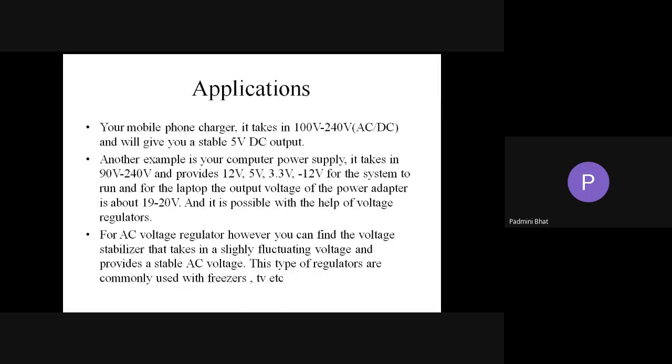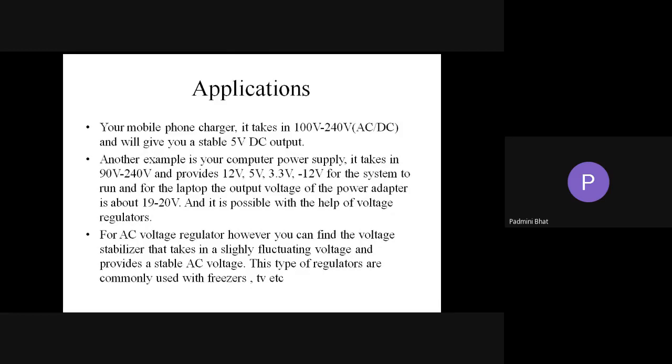Another example is your computer power supply. It takes 110 to 240 volt, and it provides however much you want: 12, 5, 3.3, minus 12, for the system to run. And for the laptop, the output voltage of the power adapter is 19 to 20 volt. It is possible with the help of a voltage regulator.